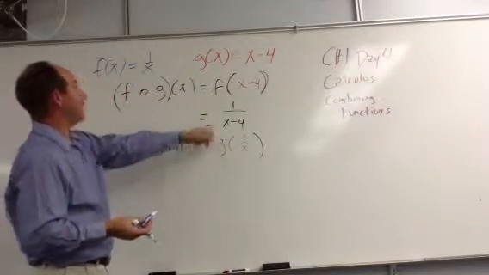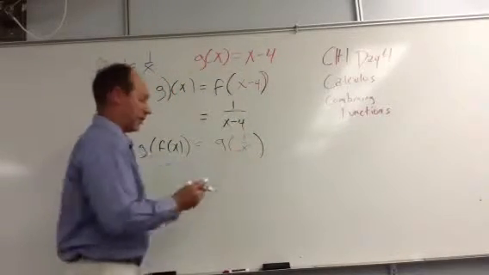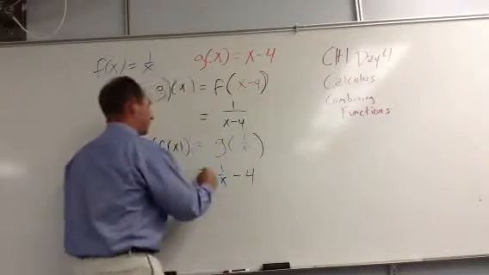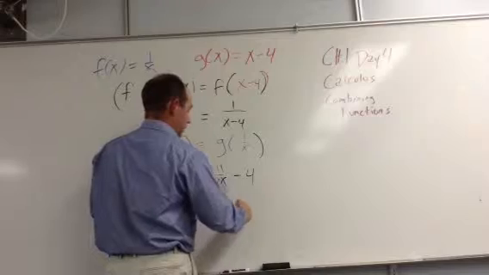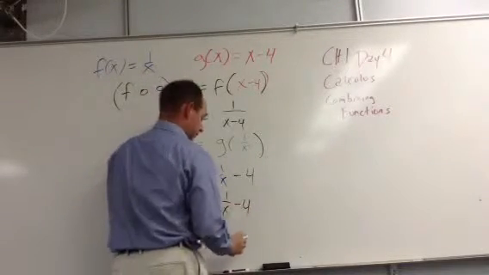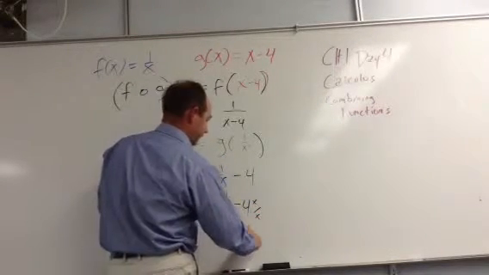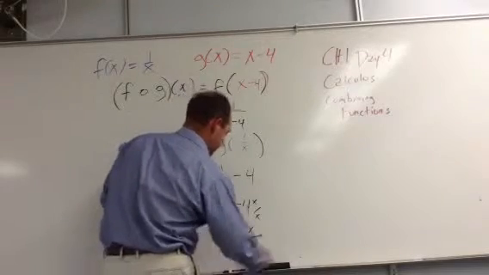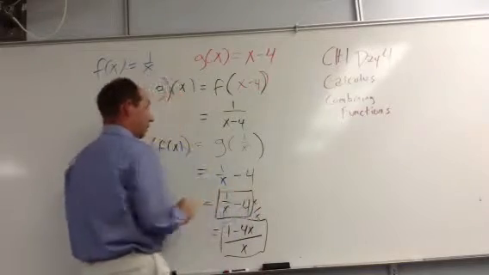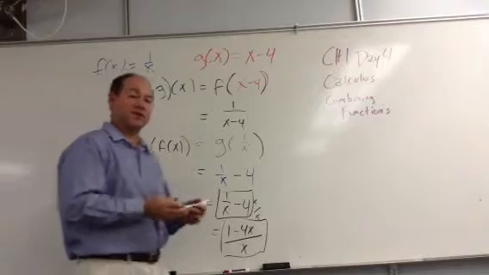Now I plug into g. The function g says whatever the input is, take the input minus 4. The input is 1 over x, so we take that input, 1 over x, and we subtract 4. And there is my answer. Now if I want a common denominator, it's x, right? So I would multiply by x over x, and I would get 1 minus 4x, all divided by x. So there would be one of the possible answers, and here's the other possible answer for g following f of x. And that is called composition of functions.